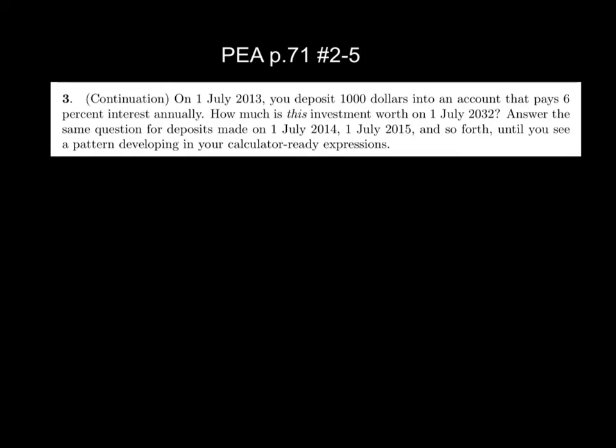On number 3, it says, on July 1st, 2013, you deposit $1,000 into an account that pays 6% interest, and you want to know how much this investment is worth on July 1st, 2032. So it's pretty related to the last question. What would that look like? Samantha. Right. So now you're taking another $1,000. It's a completely separate deal. You're putting $1,000 into a different account, let's say, for right now. So you just do 1,000 times 1.06, but now it's 19 years.